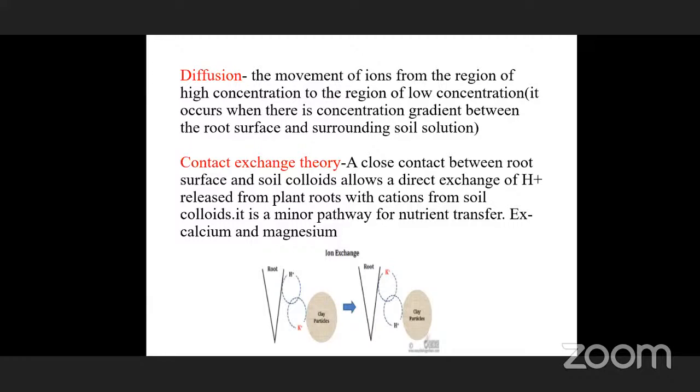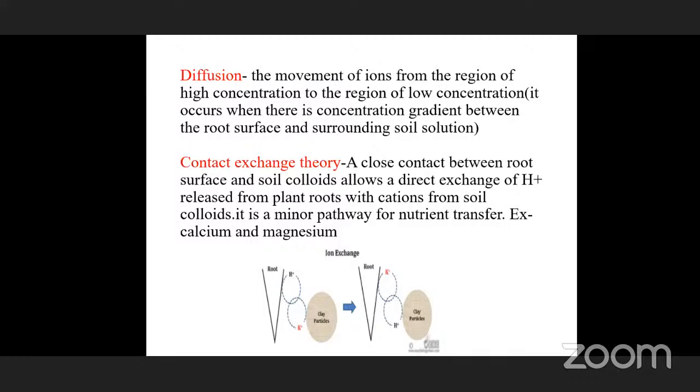This is diffusion, and there should be a concentration gradient between the root surface and the surrounding soil solution. A concentration gradient means a difference, like 10 molecules and 5 molecules. If the two sides are balanced, say both are 5, then it won't move. The nutrients won't move from soil to root system. So a concentration gradient has to be established for the transfer of nutrients from soil to the root system.